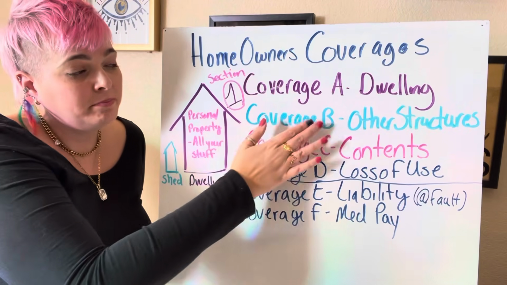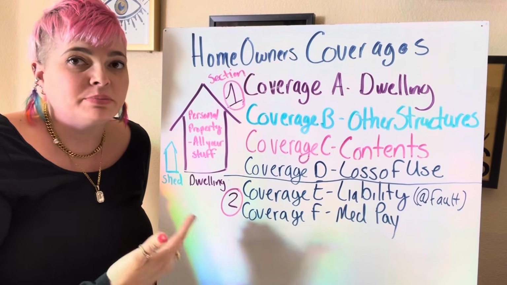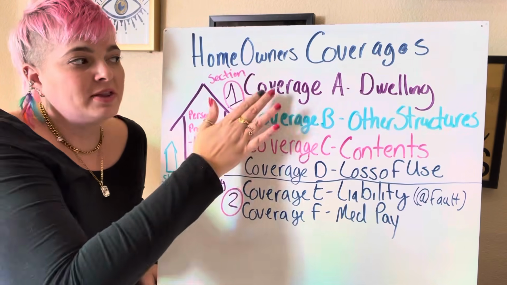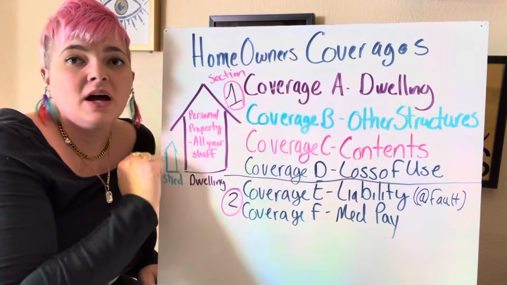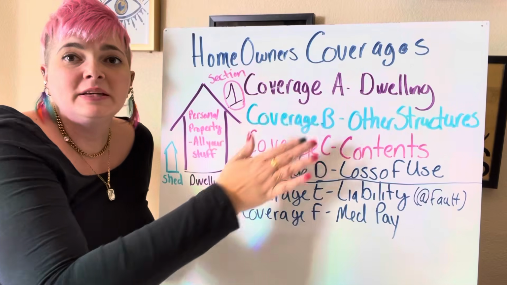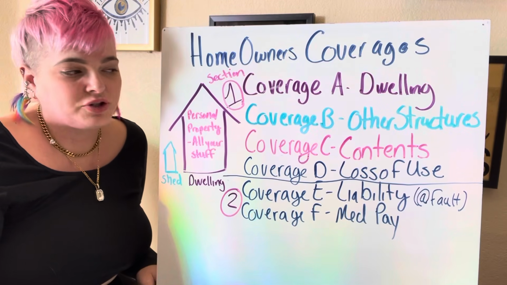Coverage B automatically comes at a value of 10% of A. So whatever they've estimated coverage A as to rebuild your house, let's say they estimate $100,000, coverage B will automatically be at 10% for any of the other structures.